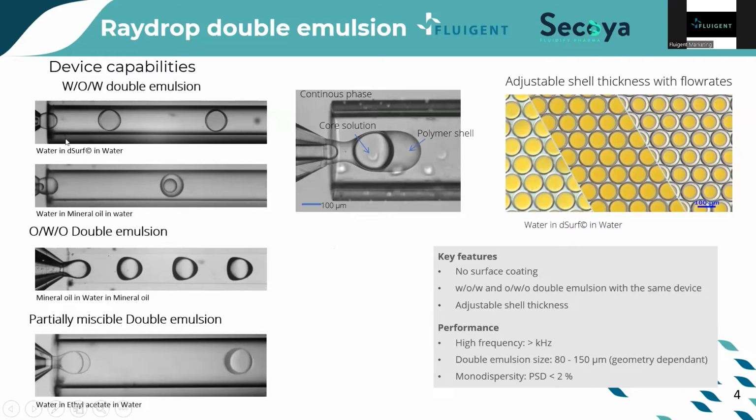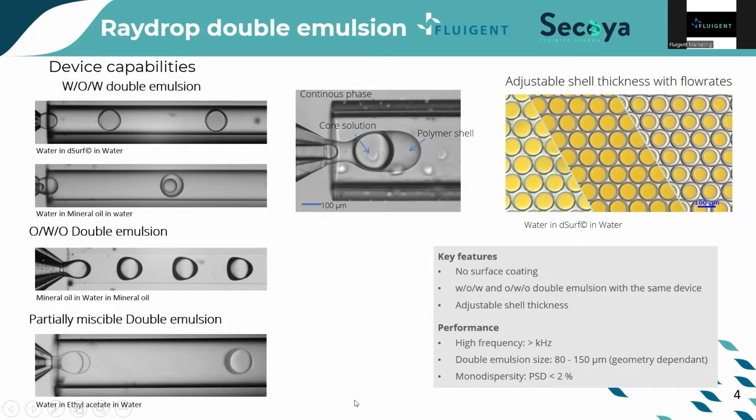We have tested different types of emulsion: water in oil in water with Usurf. Usurf is a surfactant from Fluigent, which is used in fluorinated oil, HFE 7500. We have also used water in mineral oil with Span 80, for example, as surfactant in water, but also the opposite, mineral oil in water in mineral oil. We also have used partially miscible solutions such as solvent. Here we have used ethyl acetate, water in ethyl acetate in water.